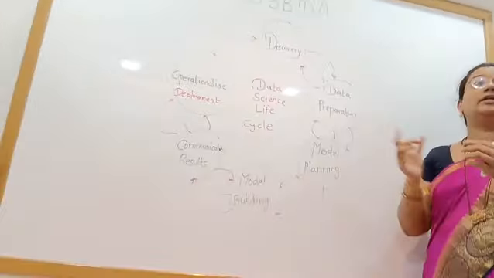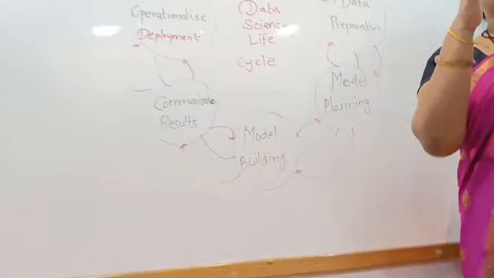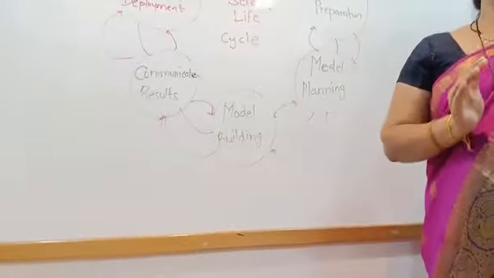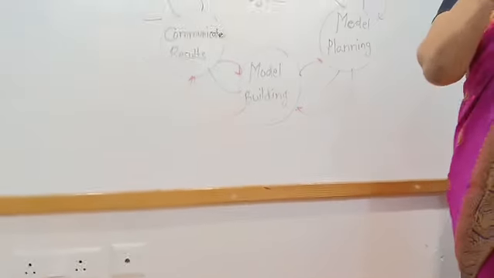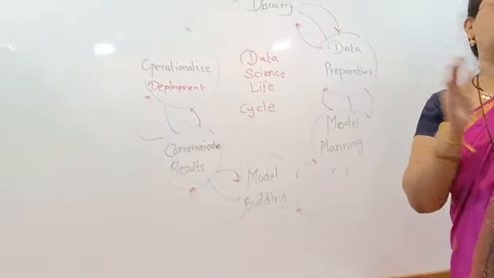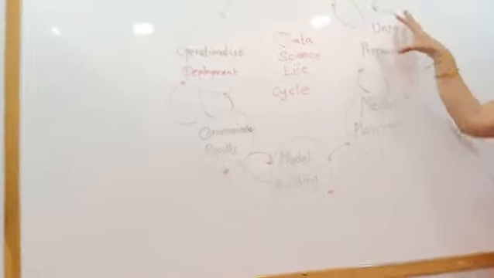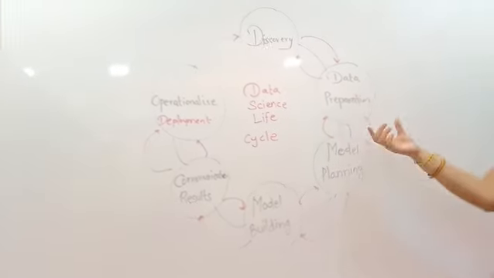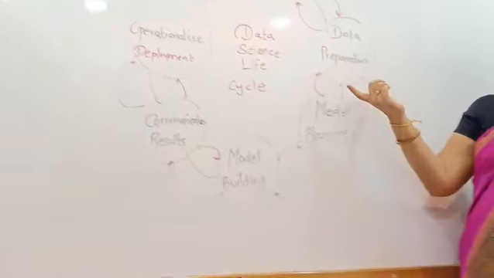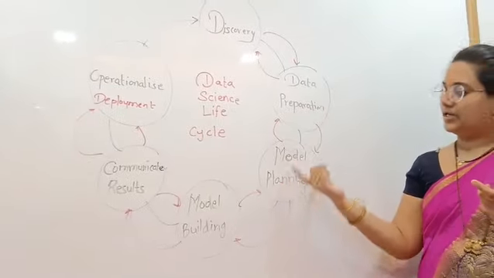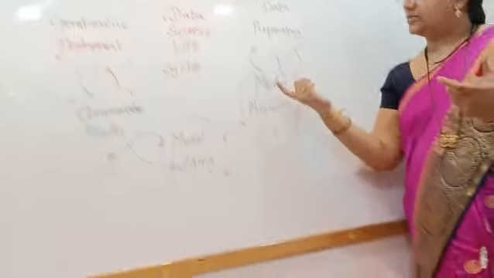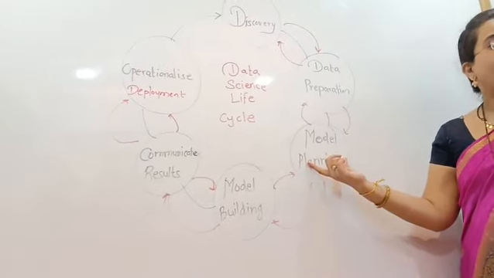Here we also perform data transformation. Suppose our marks are in grades A, B, C, D, E. Instead of writing grades, we convert the grades into numbers, that is, marks. So here we perform the data preparation. Now data is ready for the analysis. This data is given to the model planning phase.